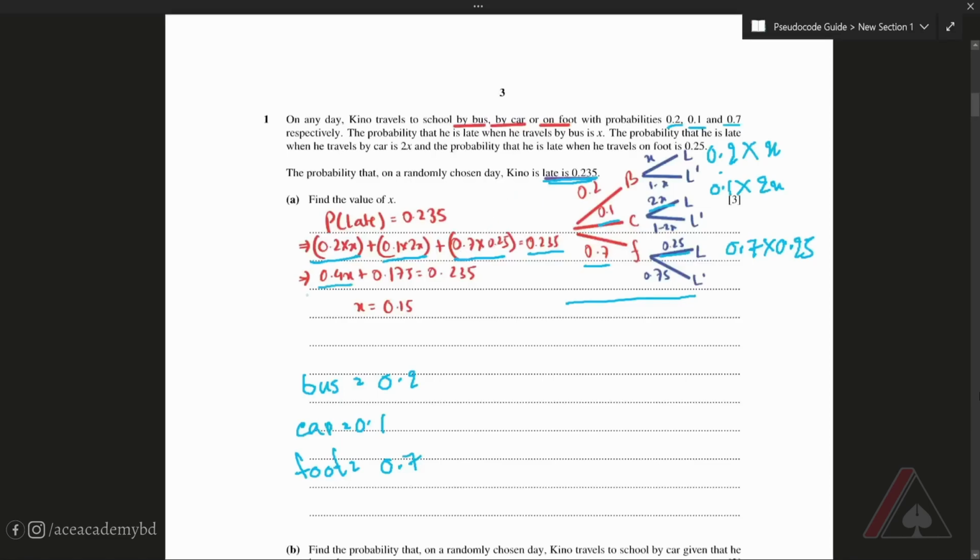So we put them in an equation and we get 0.4x from adding this segment here, and from this we get 0.75. Now we solve the equation for x and we find 0.15. There we go, that is your value of x.